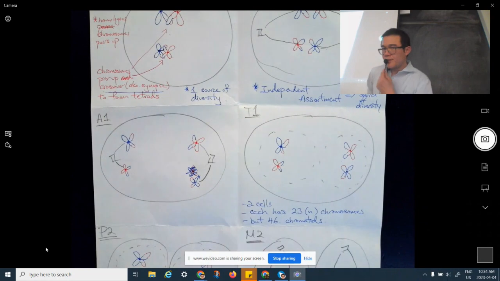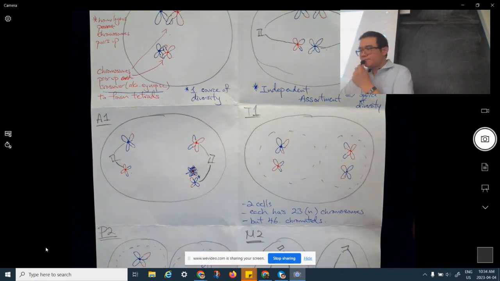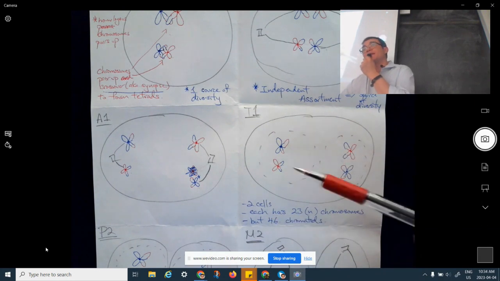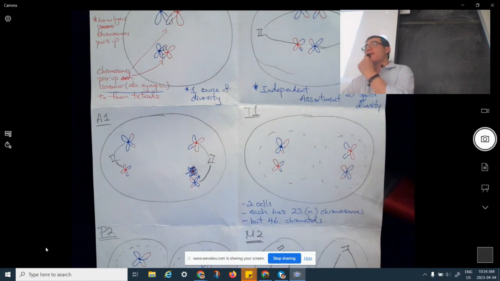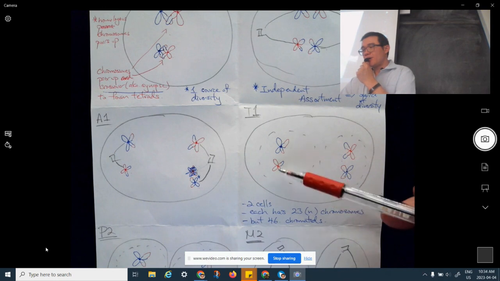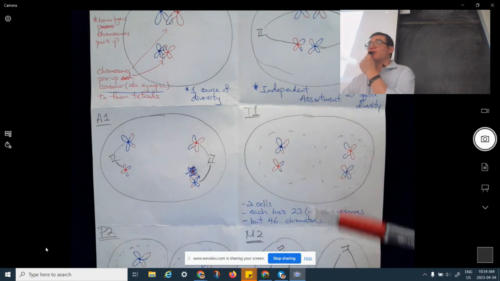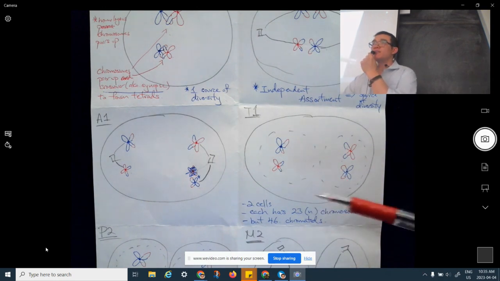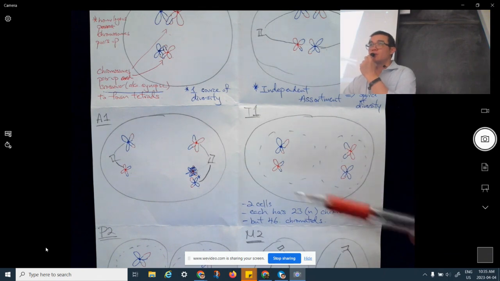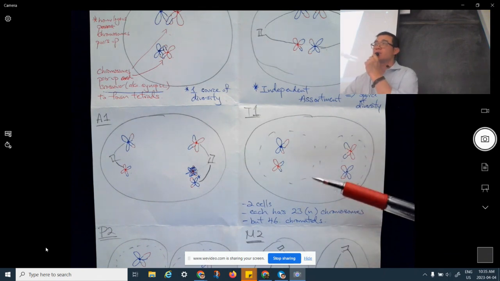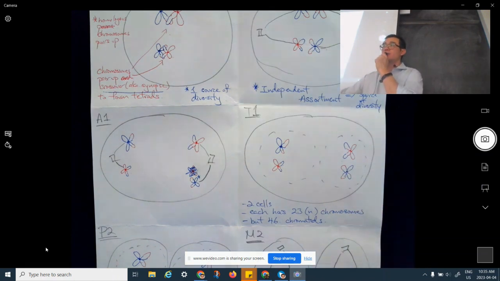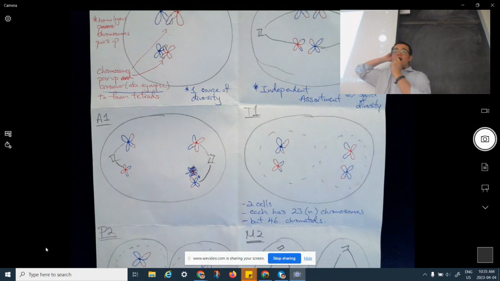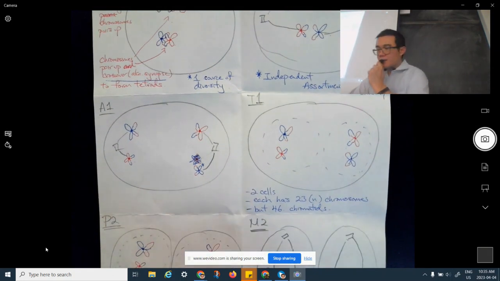Telophase 1. This is the part where you start going to have two cells. Each will have 23 chromosomes, but you have 46 chromatids. Okay, you still have double the genetic information that you want in a gamete. So that's where we were at yesterday. Any questions so far? Okay, so we're going to continue on in terms of the diagram.